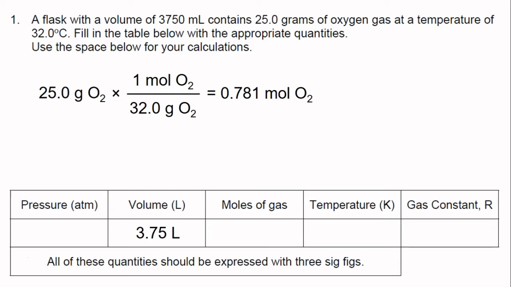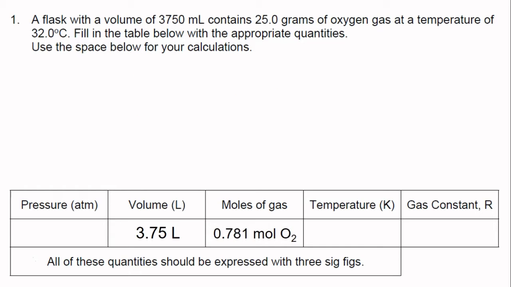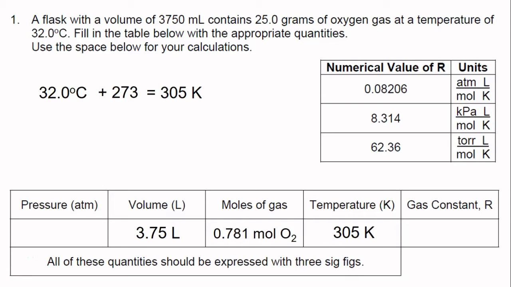Our next quantity is 32.0 degrees Celsius. To convert that to Kelvin, we add 273 and we get 305 kelvins. So we have to calculate the pressure of the gas in units of atmospheres. That means we're going to use 0.08206 for our value of the gas constant R.